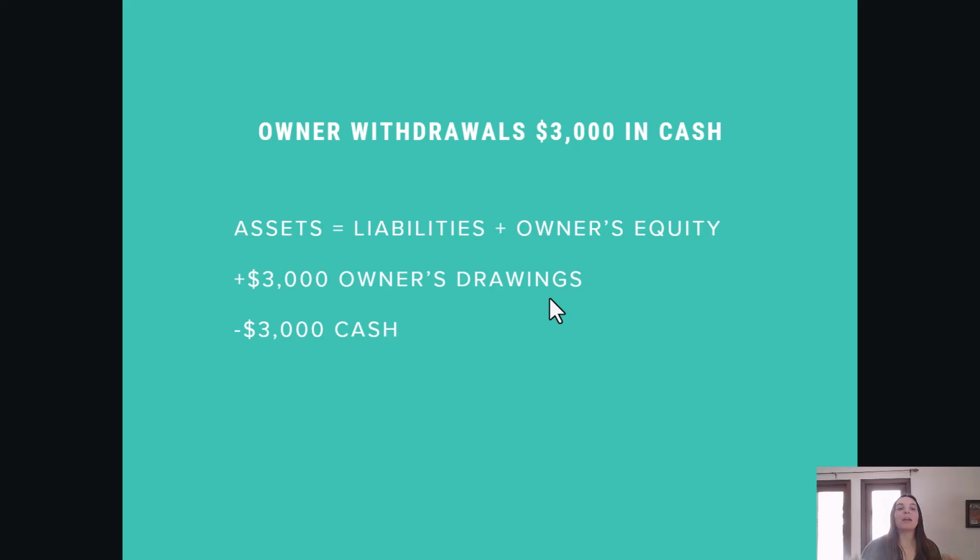So we have gone through and we have looked at examples for each of these types of accounts. And we have seen how they increase and they decrease. And we see how we always have two sides to every transaction, right? We have $3,000 here and $3,000 there.